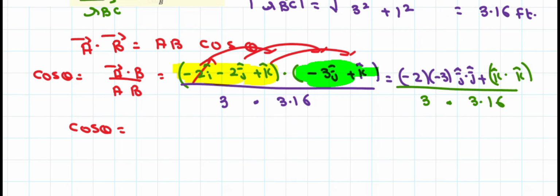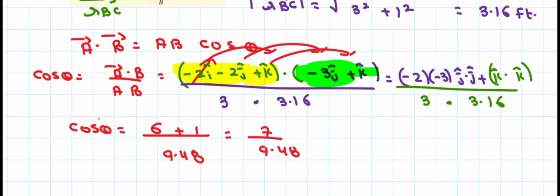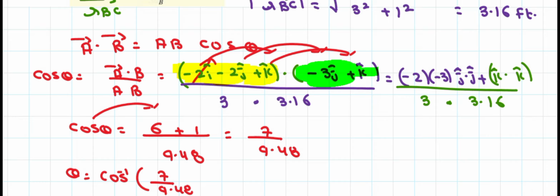Negative 2 into negative 3 will become positive 6. And j dot j is basically 1, and k dot k is also 1. So it will become 6 plus 1 divided by 3 into 3.16, which is 9.48. So 6 plus 1, which is equal to 7, divided by 9.48. So shift cos to the opposite side, so that theta is equal to cos inverse of 7 upon 9.48. So cos inverse of 7 divided by 9.48, you will get 42.40 degrees.